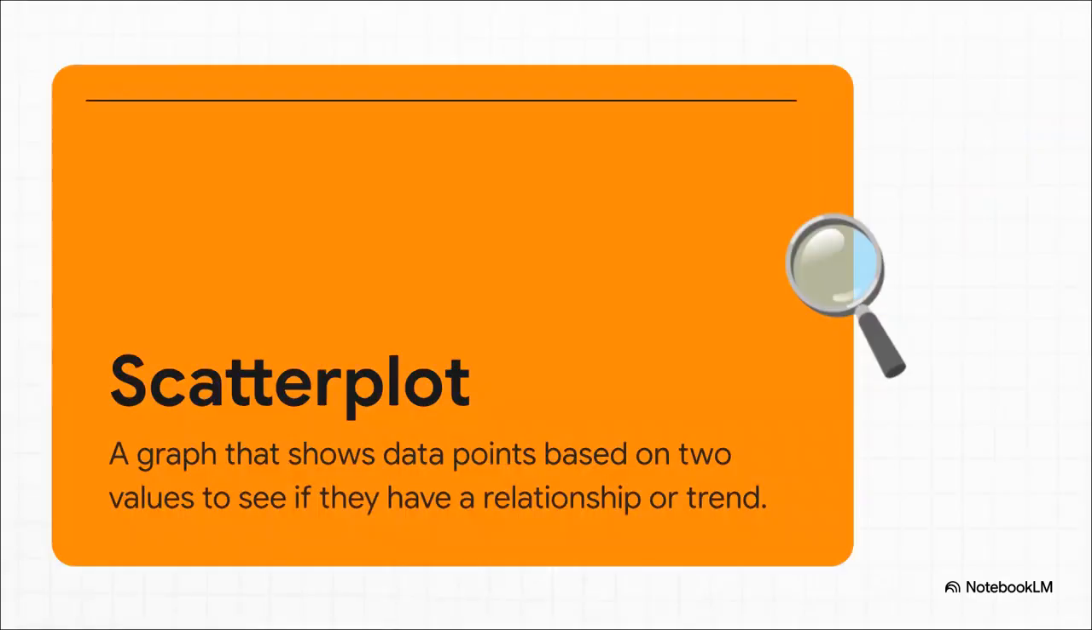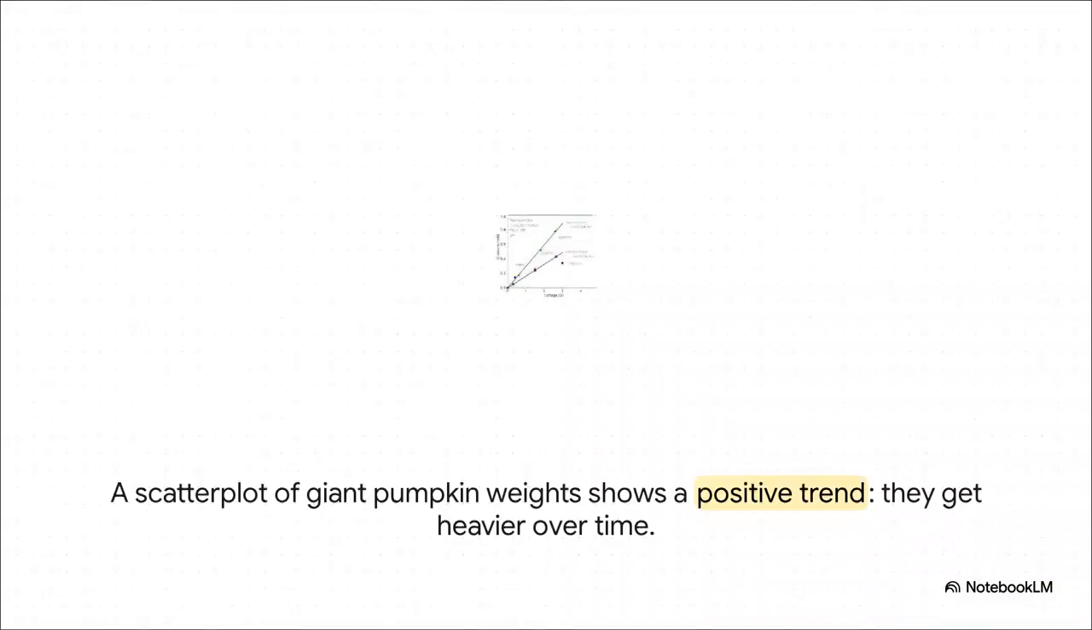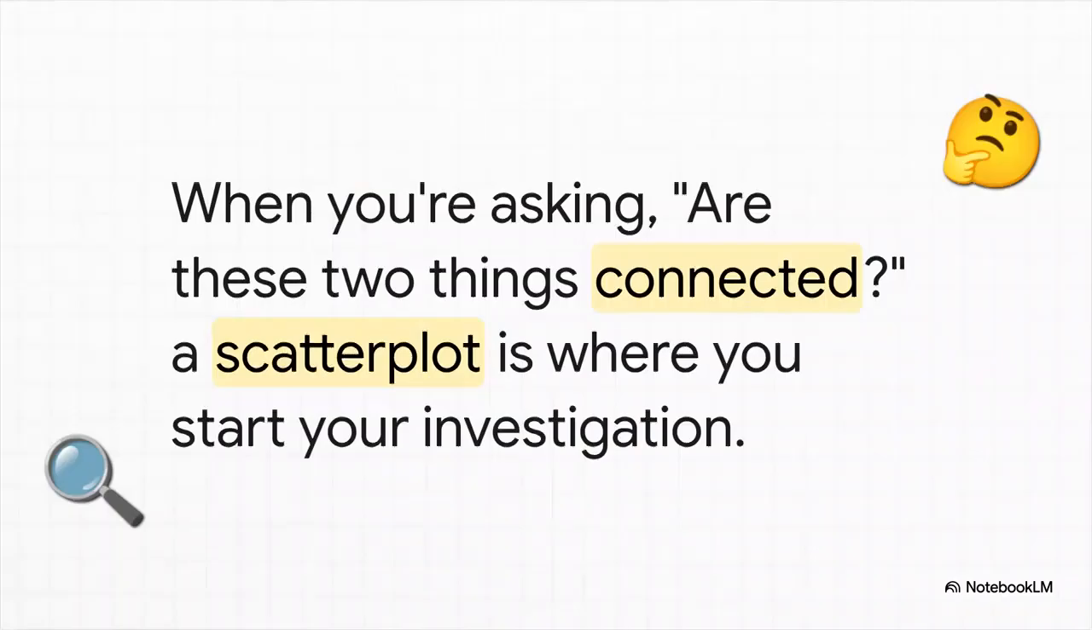Our final tool is the scatterplot. Now, this one's for all the detectives out there. A scatterplot basically just throws a bunch of dots on a graph to help you see if two totally different things might actually be related to each other. So, take a look at the weights of giant pumpkins over a handful of years. Each one of those dots is a prize-winning pumpkin. Do you see a pattern? The dots kind of seem to be moving up and to the right, don't they? That suggests there's a relationship here. As the years went on, the winning pumpkins got heavier. And that really gets to its main purpose. Whenever you find yourself asking, I wonder if these two things are connected, a scatterplot is exactly where you should start your investigation.